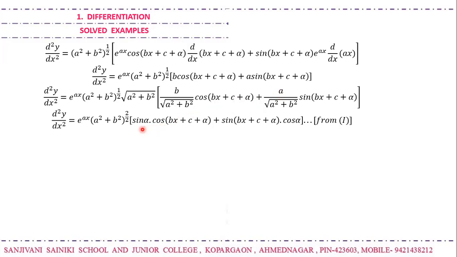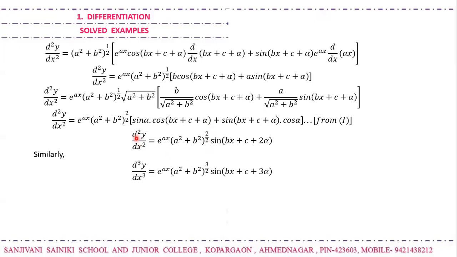So again I get sin a cos b plus cos a sin b, that is sin bx plus c plus alpha plus alpha is 2 alpha. So and 1 a square plus b square raised to 1 upon 2. So we get 2, 1 plus 1 is 2 upon 2. So this is our second order derivative.